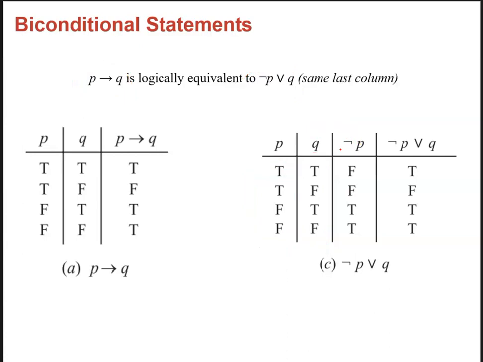Then the OR operation works the usual way. The not of P is the opposite of this column, so that's false, false, true, true. And the OR operation is only false when both of the values are false, so you only get a false over here. Now you can see that the final columns are the same. Therefore, these two logical expressions are equivalent to each other.